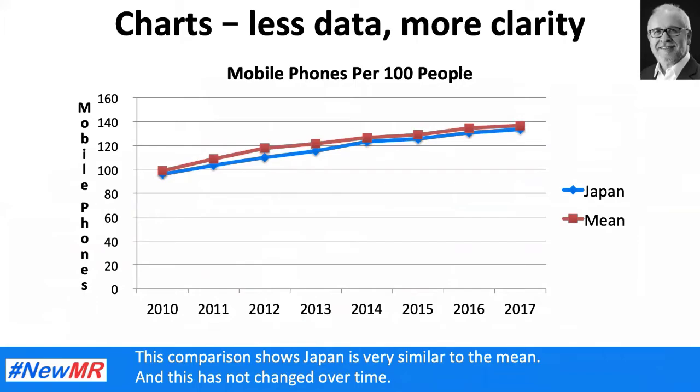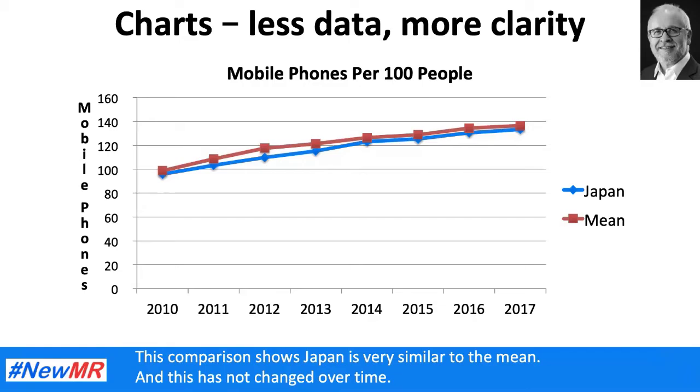When we're trying to show that information, we will often use charts. And one of the things that we need to accept is that charts show less data, but they show it with more clarity. So sometimes charts are helpful for finding the story, but they're particularly helpful when we're telling the story. And in this case, one of the things that we found from looking at the data is that Japan is very close to the mean.